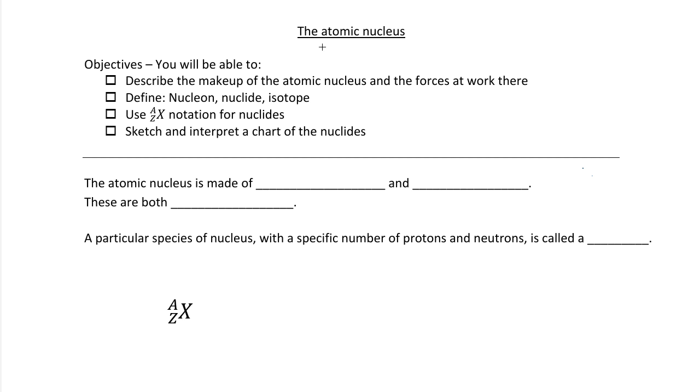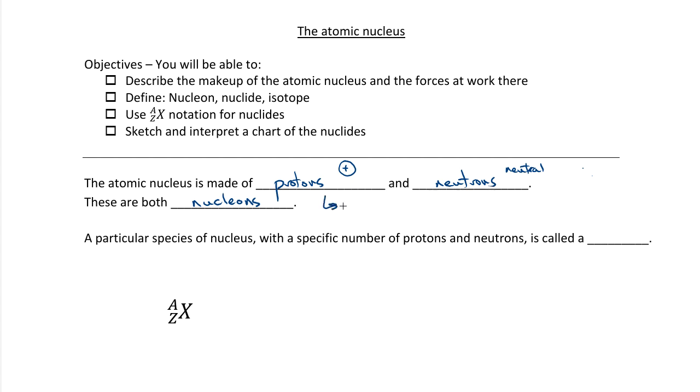This lesson is about the atomic nucleus, and here are your objectives. The atomic nucleus is made up of both protons and neutrons. Protons are positively charged, and neutrons are neutral. And they have approximately the same mass. Now, because they both make up the nucleus, we call them both nucleons. So a nucleon is a more general term that refers to either a proton or a neutron.